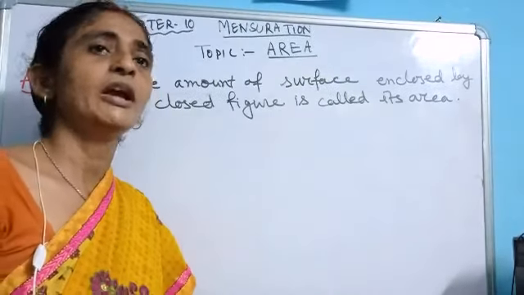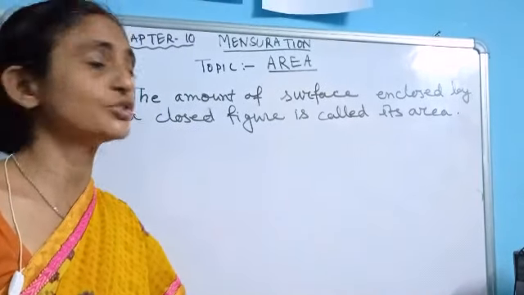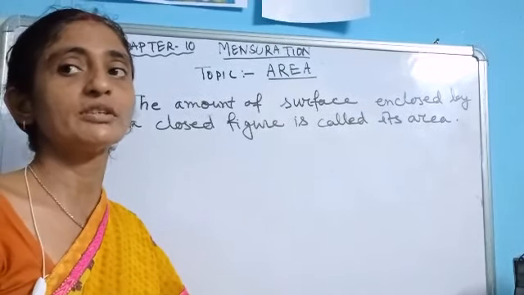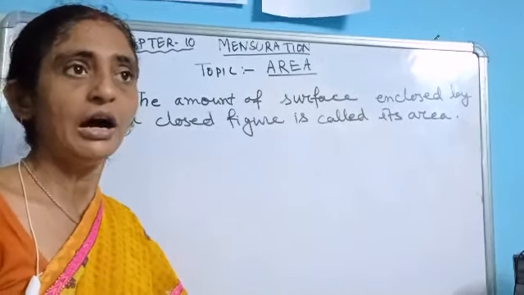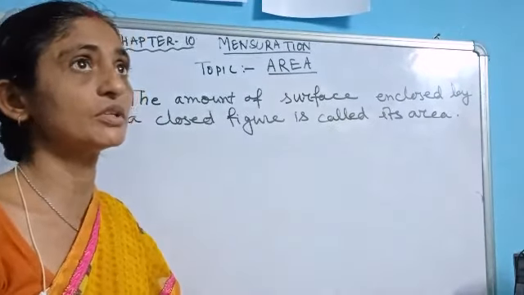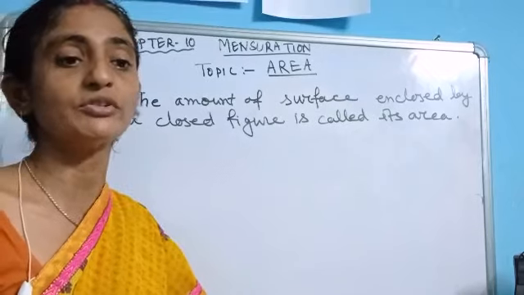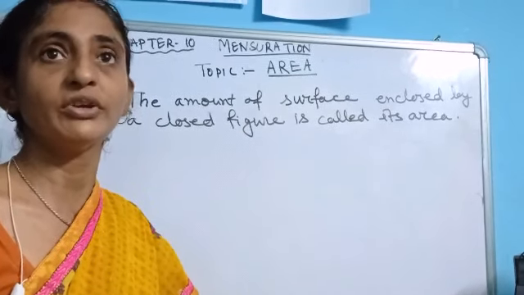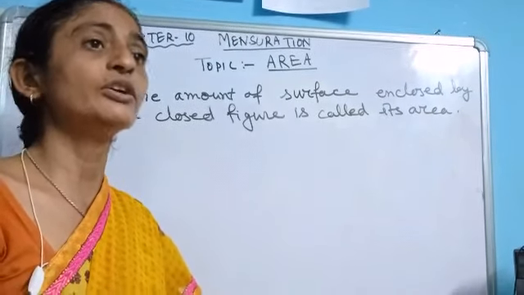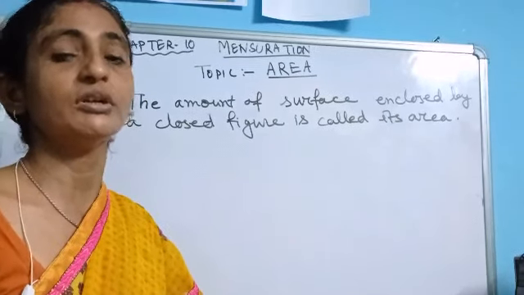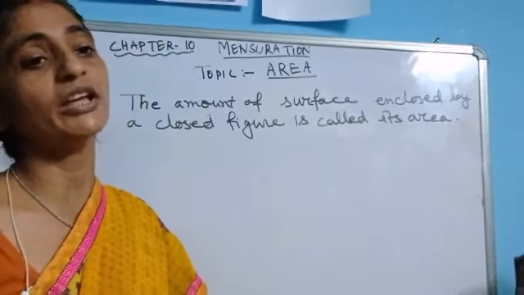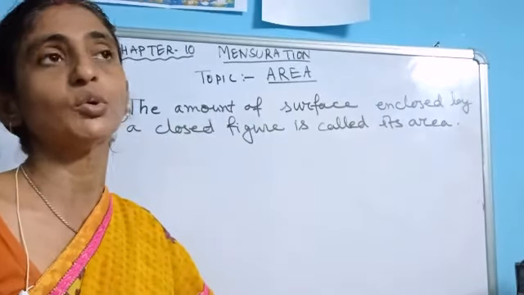Hello children, let's start with the second part of this chapter 10, that is mensuration, and today we will discuss the topic area. Earlier we have discussed the perimeter. When we were discussing the perimeter, what points did we discuss? We talked about plane figures and the meaning of perimeter, and there we came to know that perimeter means the boundary of that closed figure.